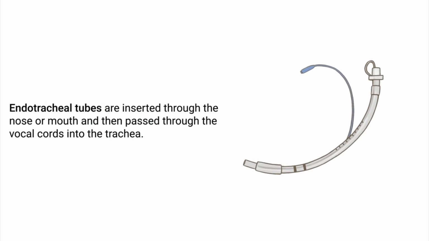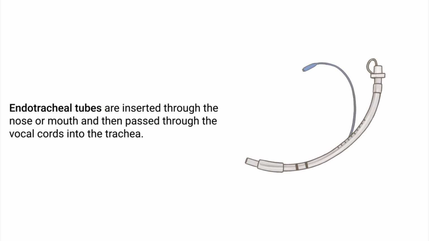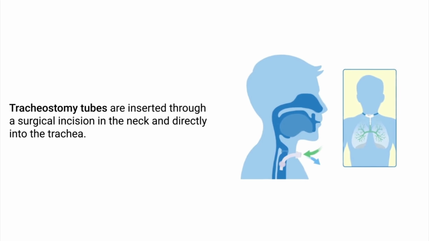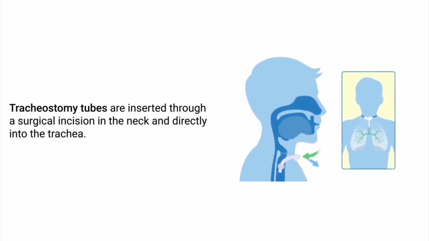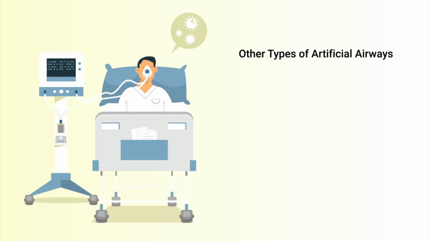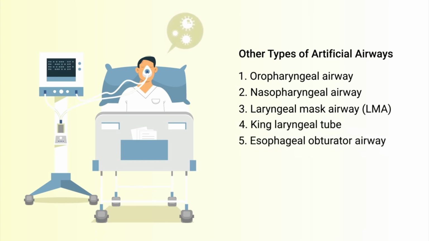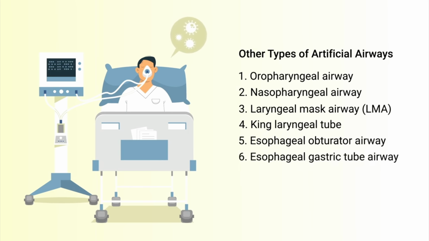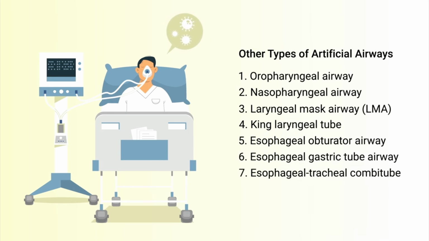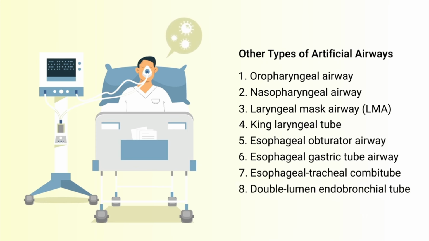Endotracheal tubes are inserted through the nose or mouth and then pass through the vocal cords into the trachea, where tracheostomy tubes are inserted through a surgical incision in the neck and directly into the trachea. But there are some secondary types of artificial airways that may be used in certain situations, and I want to briefly mention them in this video, so these include the following: oropharyngeal airways, nasopharyngeal airways, an LMA or laryngeal mask airway, king laryngeal tubes, esophageal obturator airways, esophageal gastric tube airways, esophageal tracheal combo tubes, and double lumen endotracheal tubes.